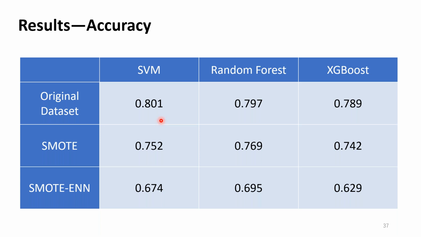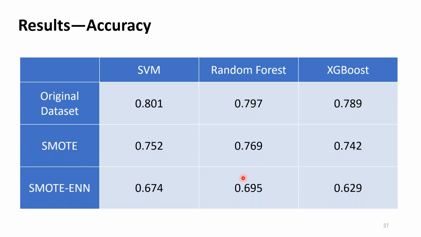Let's first go on to the results, accuracy. This one is the result of accuracy. First, let's see the accuracy of the original data set. In this original data set, the accuracy is the highest in support vector machine, but it is the highest in random forest when using SMOTE or SMOTE-ENN.